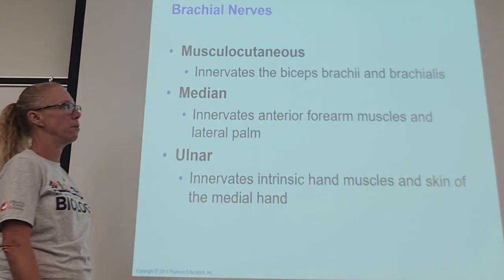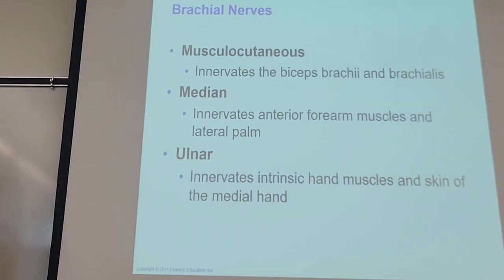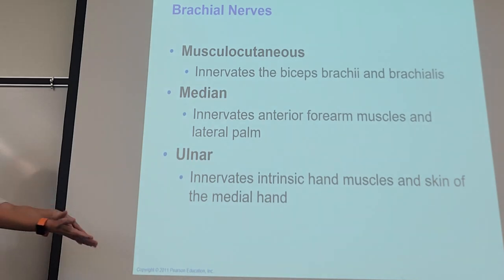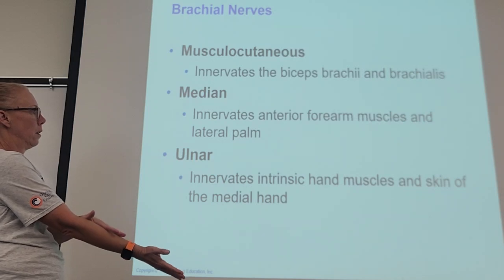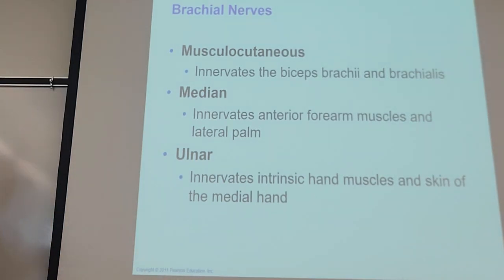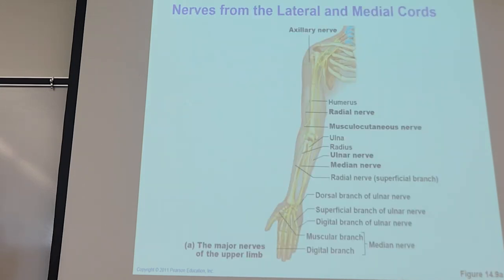Musculocutaneous innervates biceps brachii and brachialis. That's where the nerve goes. You can identify that on the arm model in lab. The big arm shows you musculocutaneous diving right into the biceps. Median nerve is anterior forearm, so palm side. Ulnar nerve is more like medial hand. It's more like pinky and ring finger, inside of the forearm. Don't worry about the chords.